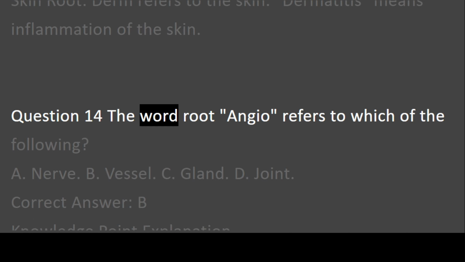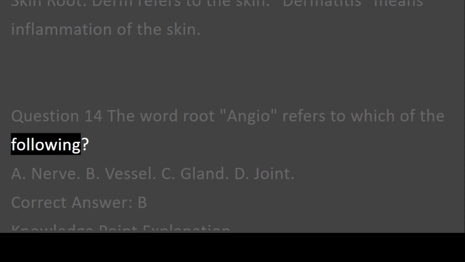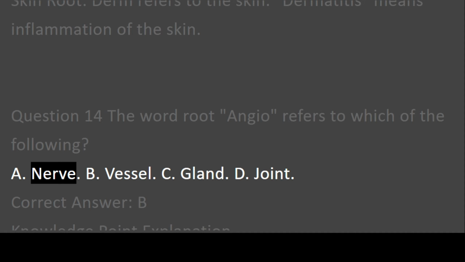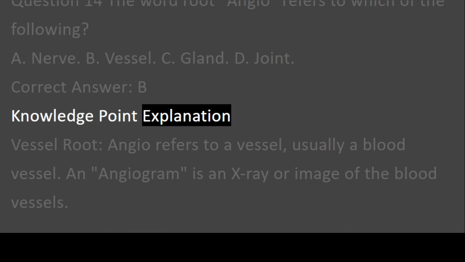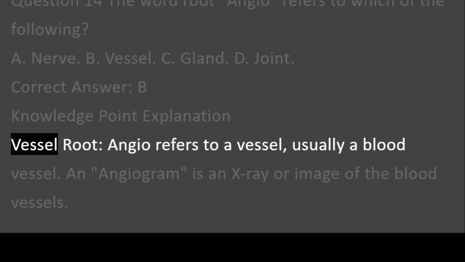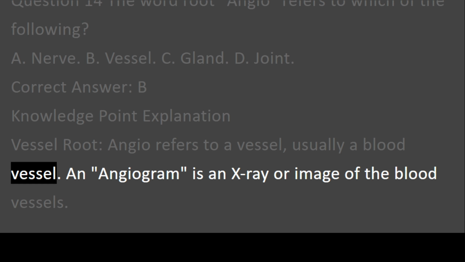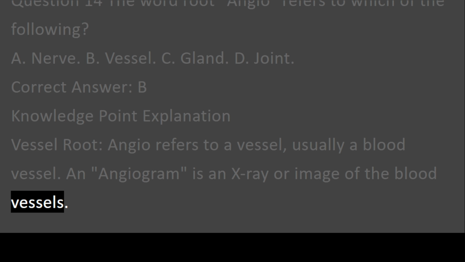Question 14. The word root angio refers to which of the following? A. Nerve. B. A vessel. C. A gland. D. A joint. Correct answer, B. Knowledge point explanation. Vessel root, angio refers to a vessel, usually a blood vessel. An angiogram is an X-ray or image of the blood vessels.